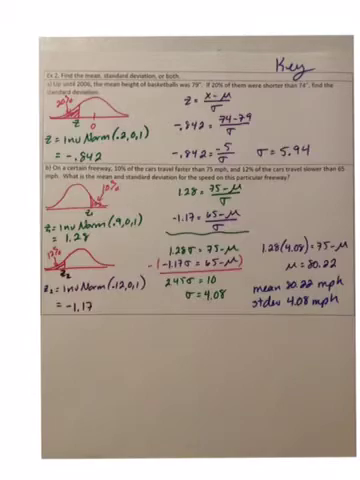All right, so for A, up until 2006, the mean height of basketball players was 79 inches. If 20% of them were shorter than 74 inches, find the standard deviation.